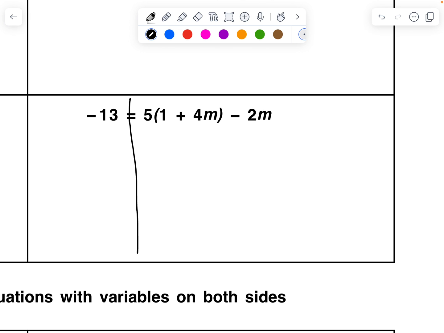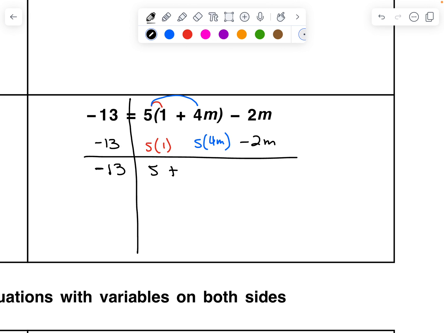First step we know is to do our distribution. I have 5 times 1, 5 times 4m. Nothing's going to happen with that 2m there. It's just going to drop down. So is the -13. All I'm distributing is just that parenthesis part and the number directly in front of it. I just need to simplify them.